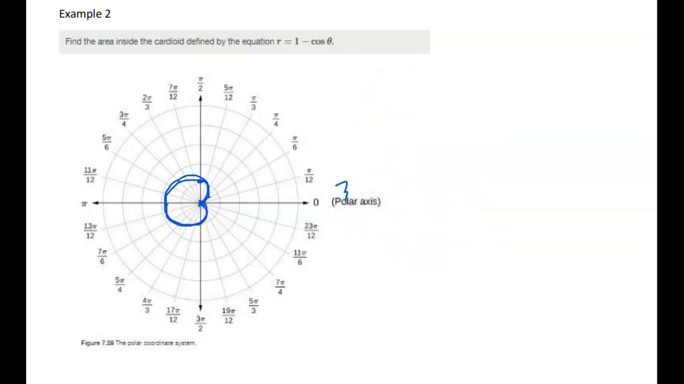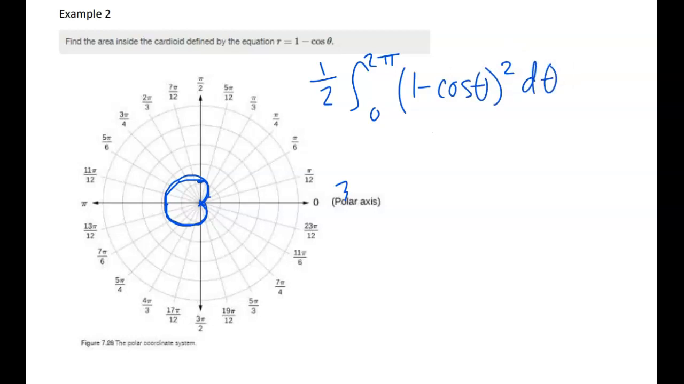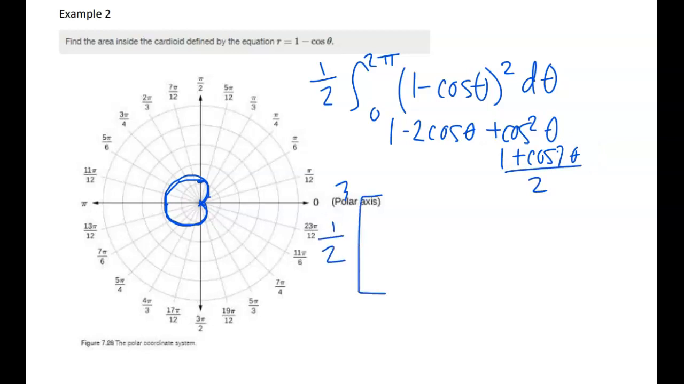So I need to do the integral 1/2 from 0 to 2 pi of r squared d theta. All right, inside here, that's going to be 1 minus 2 cosine theta plus cosine squared theta. And I'm going to have to use a reduction formula again for cosine squared theta. And that ends up being 1 plus cosine of 2 theta over 2. Okay, so I have 1/2. And let's go ahead and integrate this.